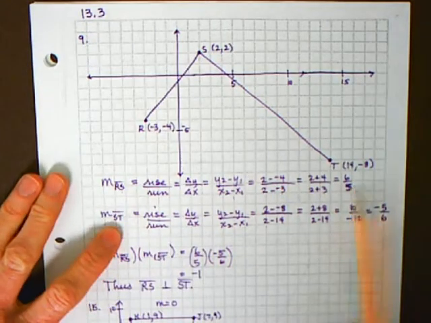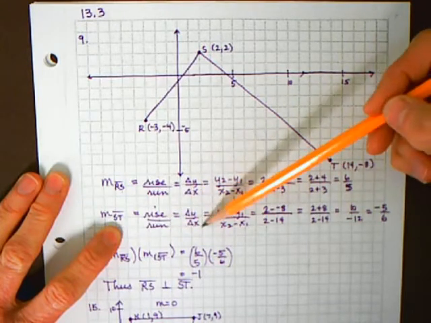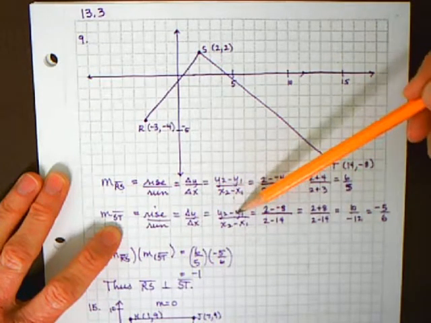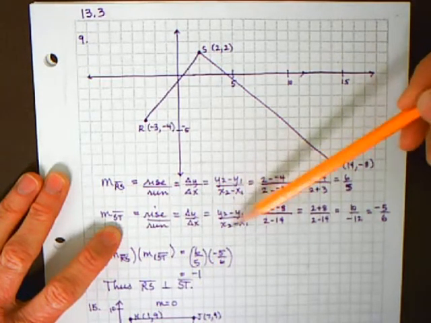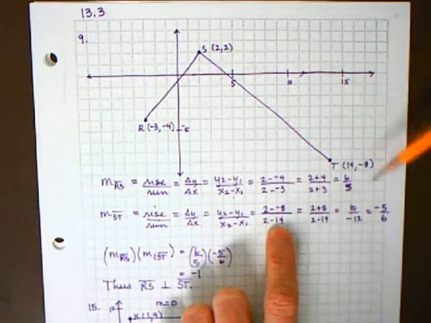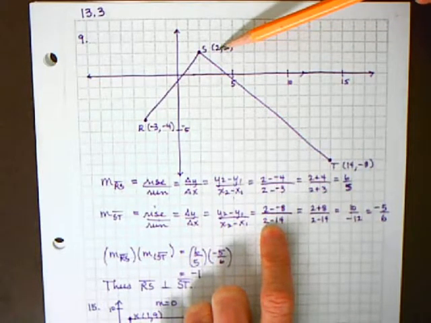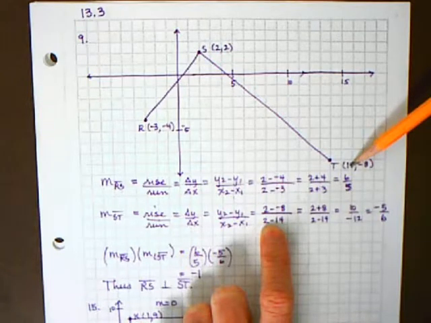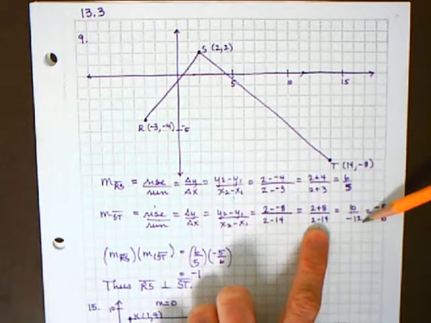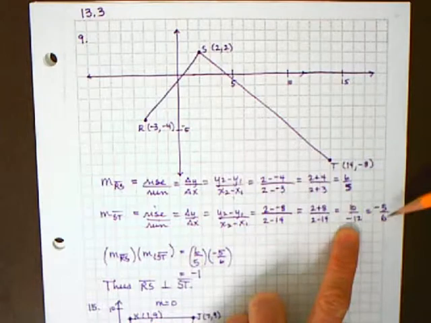Okay, now using the same formula to find the slope of ST. Remember, slope is rise over run, delta y over delta x. The delta, Greek letter for D, difference. So y2 minus y1, that's where the minus sign comes in. x2 minus x1. Okay, so here we go. 2 minus a -8 over 2 minus 14. 2 minus a -8 is 2 plus 8. 2 minus 14 is -12. 2 plus 8 is 10. 10 over -12, that's -5/6.